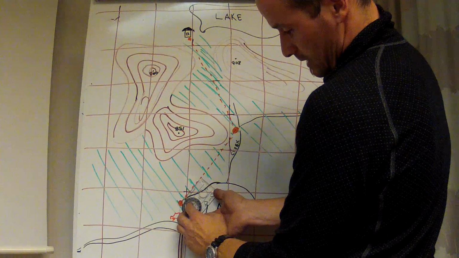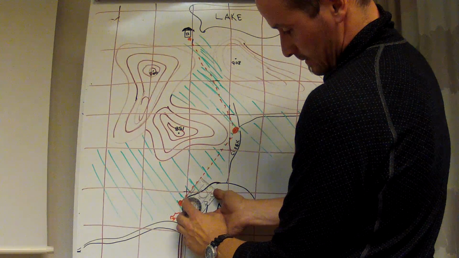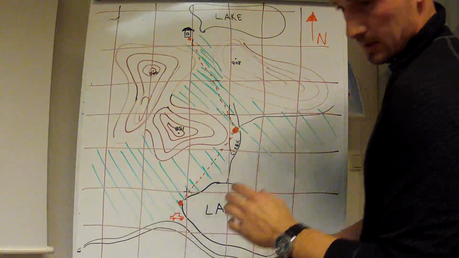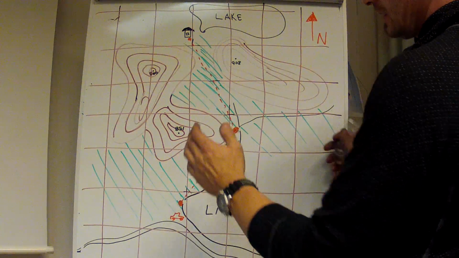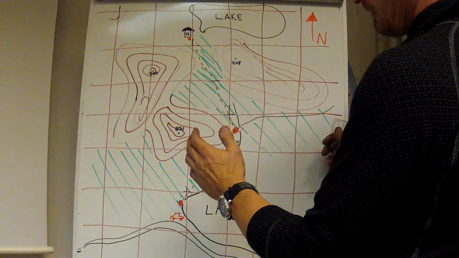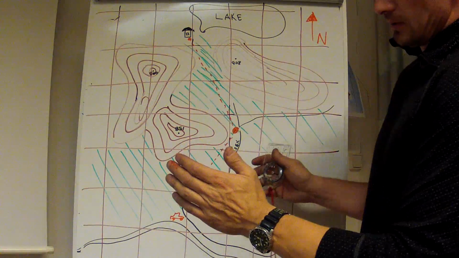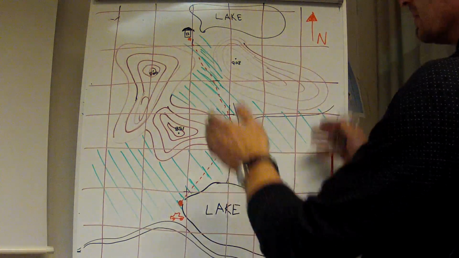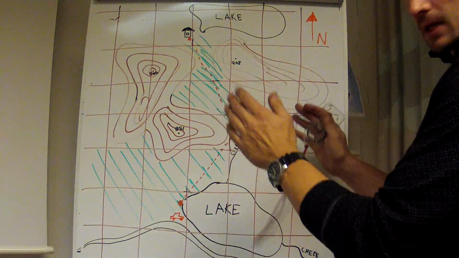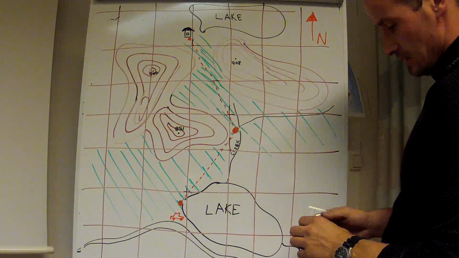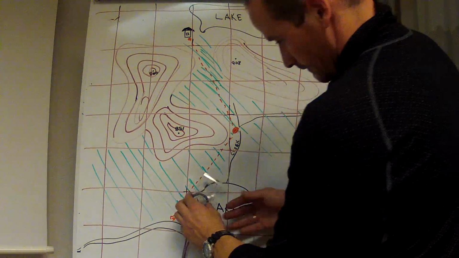And you see the north arrow. It's not necessary, but you can orientate your map first. Turn it towards north, so you see the map and you see the mountains in front of you. That's a good thing to do, but it's not necessary.